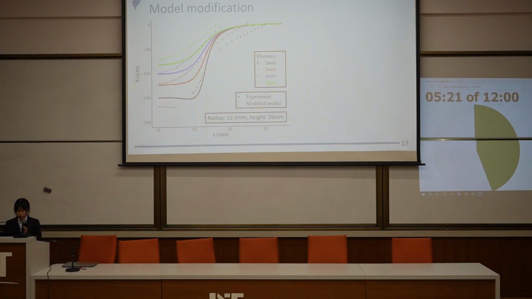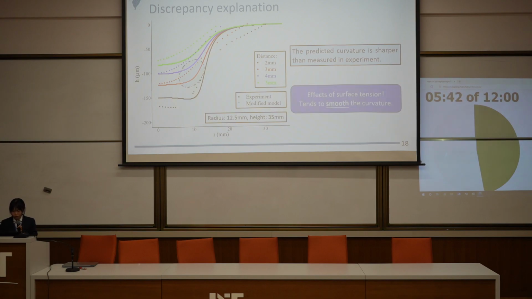Next, as you can see, the predicted magnitude is around twice that of the simplified model, and it matches the experiments quite well. If we take a closer look, the curvature is actually sharper than the measured one. We believe this is due to surface tension, as it tends to reduce the surface area and in turn reduce the curvature of the surface.